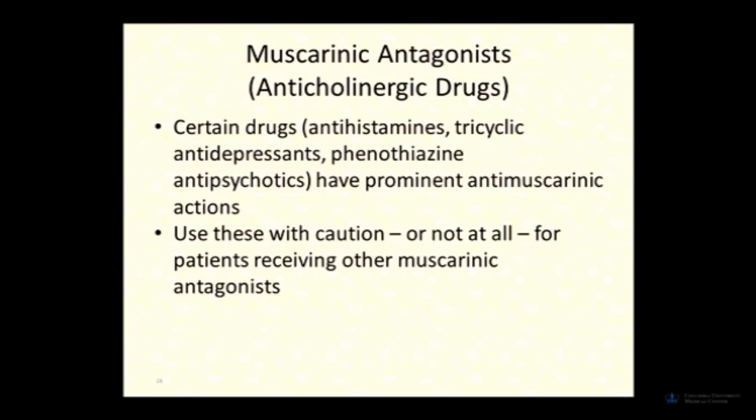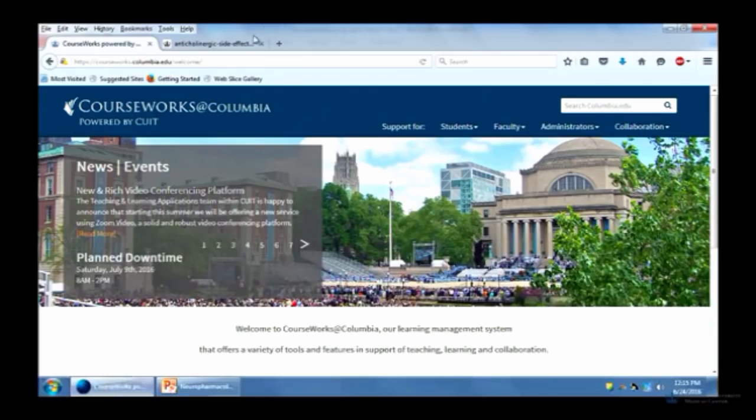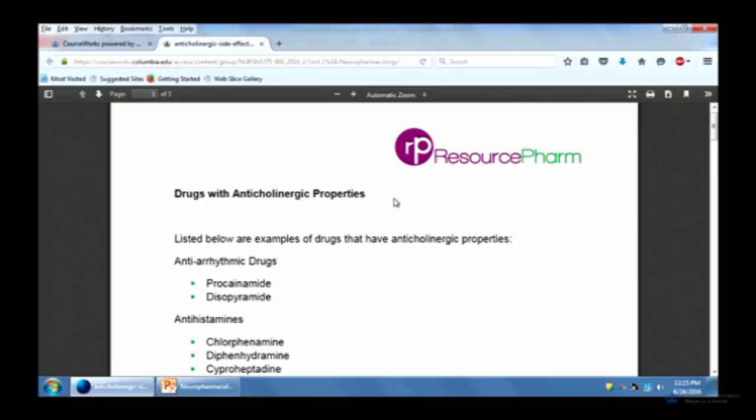And I posted a list. It's a handout that I found online from this particular resource. But it's just an example of groups, classes of drugs that have anticholinergic actions. And the reason why it's so important to keep these in mind is that if you have patients that are on anti-muscarinic drugs and also on one of these drugs, the anti-muscarinic effects are going to be enhanced. Okay, so that's very important to understand.